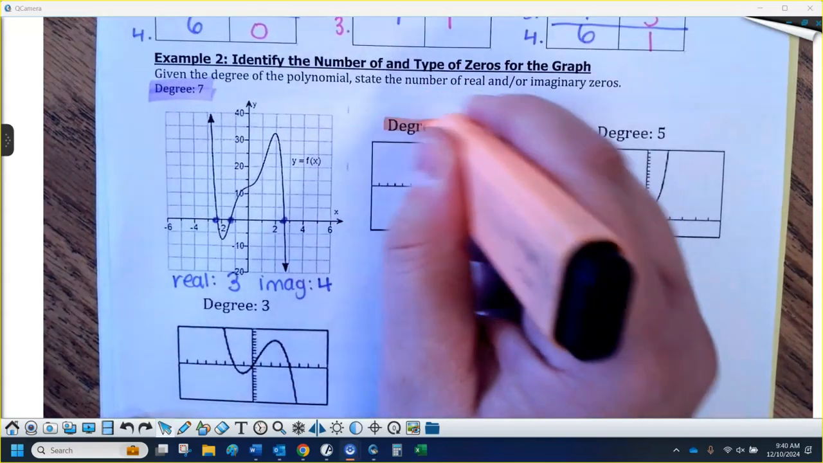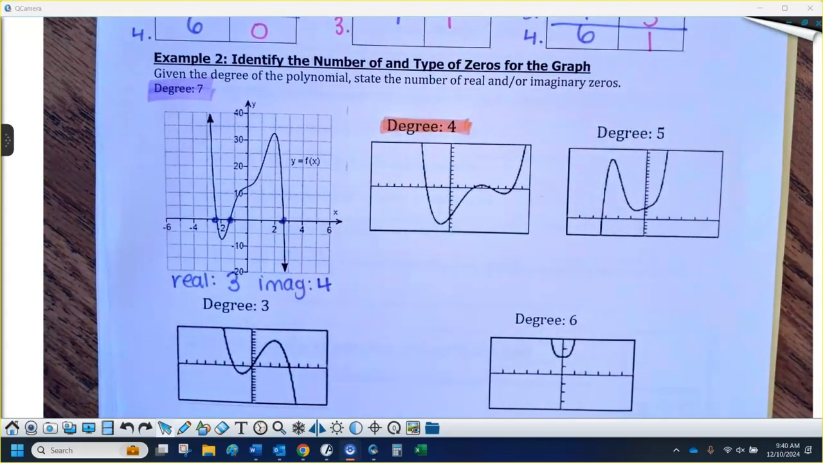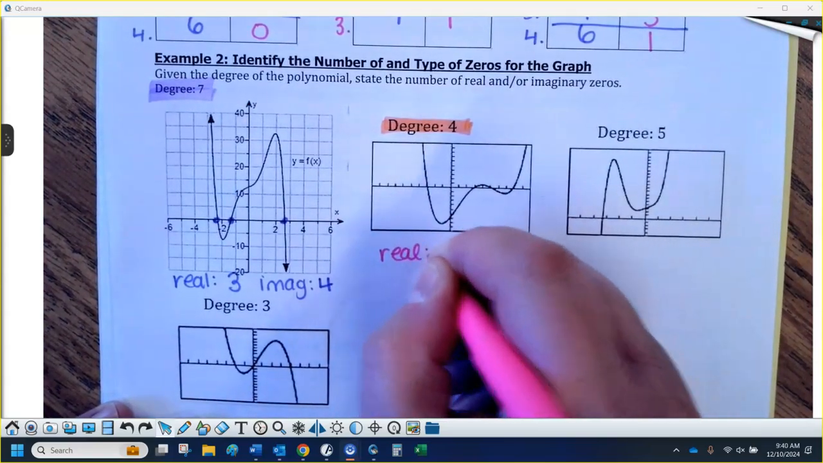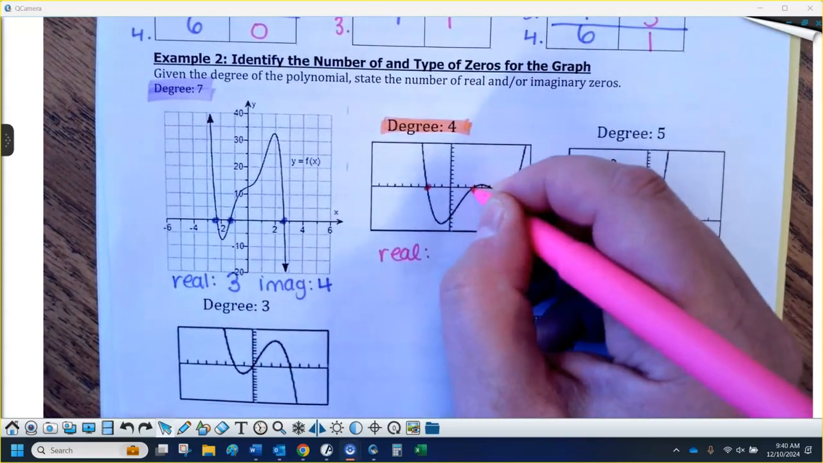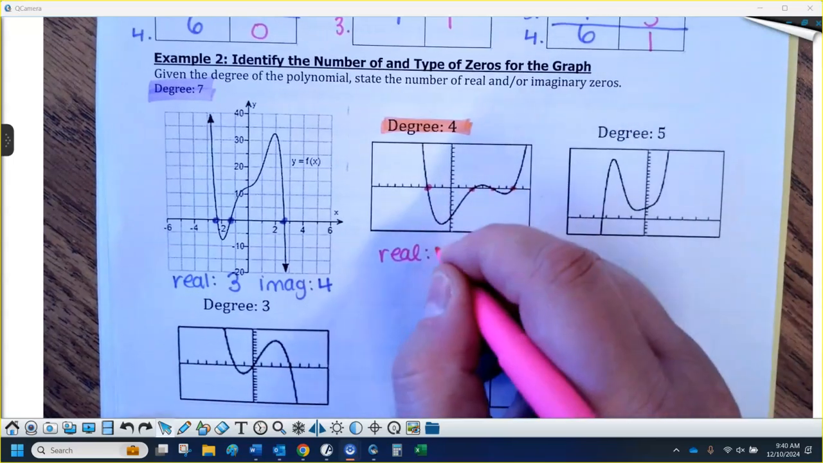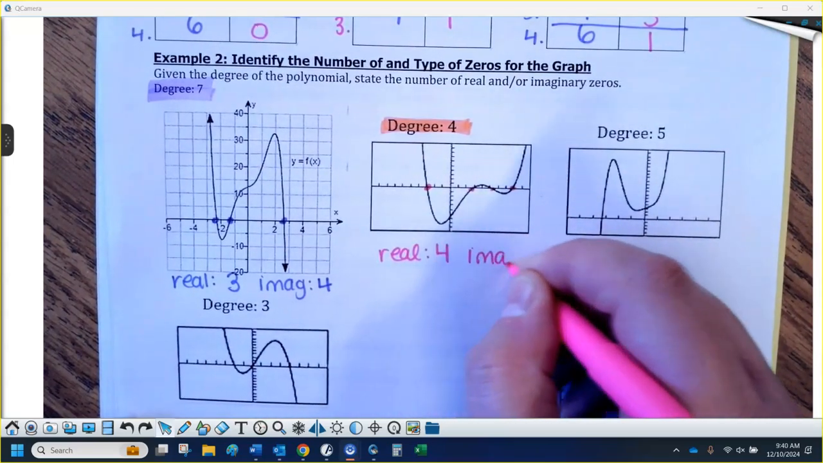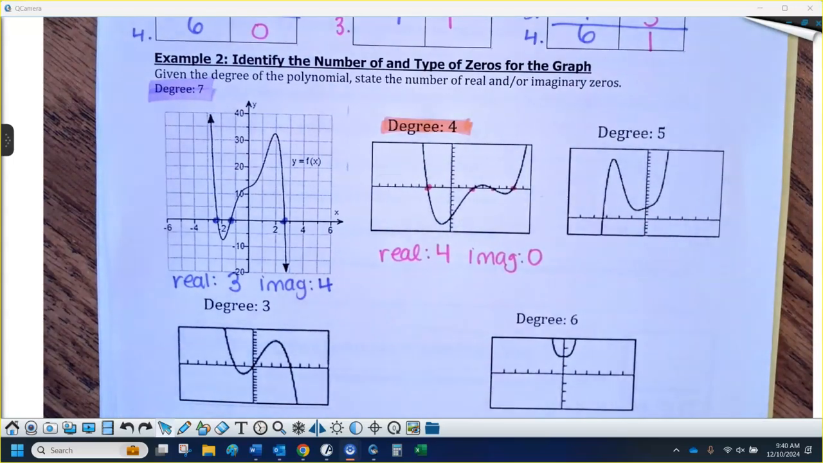If this is a 4th degree, how many real solutions can you see on that graph? All 4 of them, right? 1, 2, 3, 4. So all 4 are real. So that means for this polynomial, I don't have an equation for it or anything, but based on that picture, if it tells me it's a 4th degree, then we would have 0 imaginary roots.